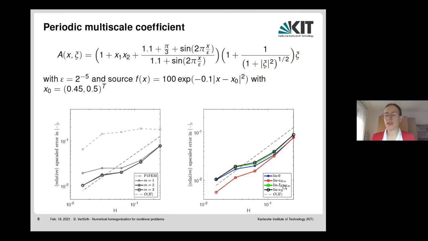Recall that this lies in the finite element space as well. And you see that you do not win with these choices, apparently because the finite element space does not give you the right information. And you see not a big difference between green and black as well.